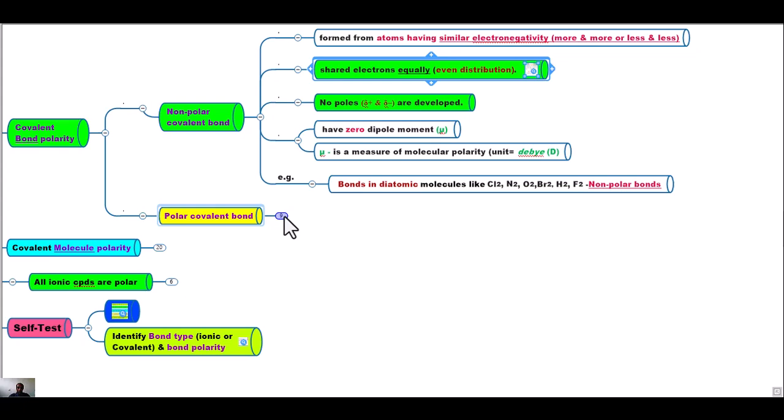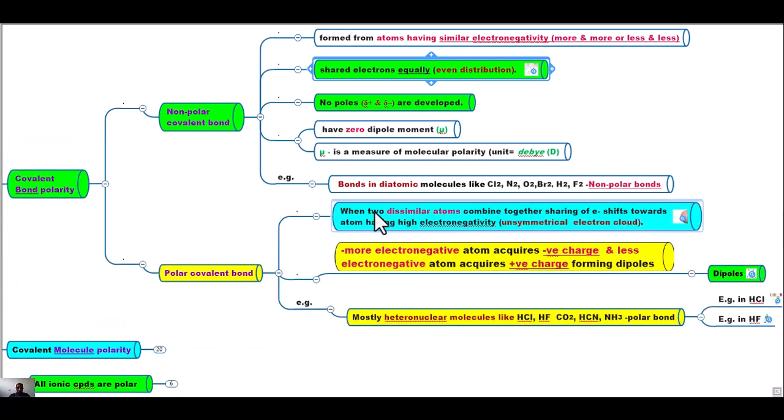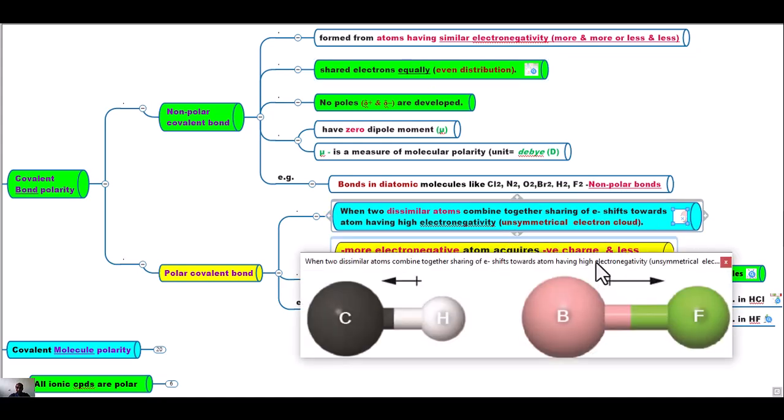This polar covalent bond is a bond formed when two dissimilar atoms combine together. That is, the electron shifts towards the atom having more electronegativity, and this is an asymmetrical electron cloud. For example, in the bond between carbon and hydrogen, carbon is more electronegative than hydrogen, so it has high electron density. Similarly, the bond between boron and fluorine has high electronegativity difference, and fluorine has high electron density.